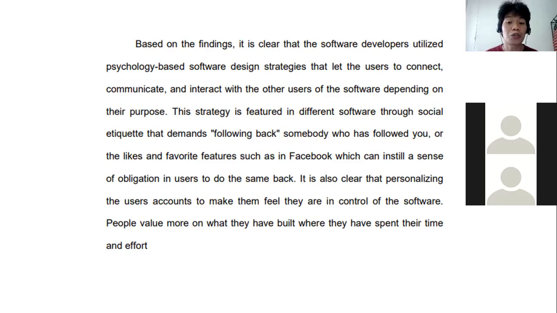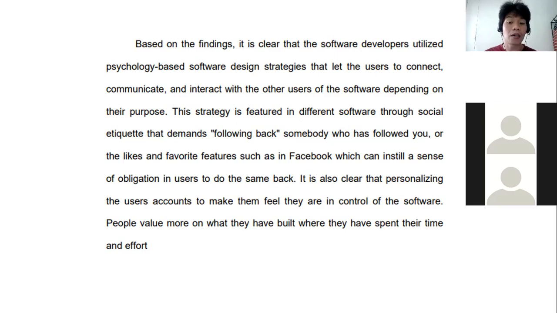This strategy is featured in different software through social etiquette that demands follow back, somebody who has followed you, or the likes and favorite features such as in Facebook, which can instill a sense of obligation in users to do the same back. It is also clear that personalizing the user's accounts makes them feel they are in control of the software. People value more what they have built, where they have spent their time and effort.